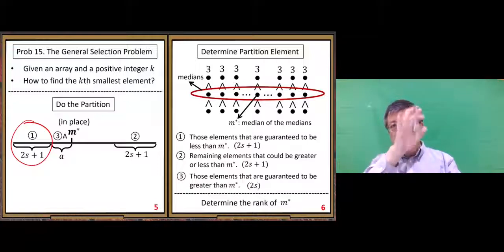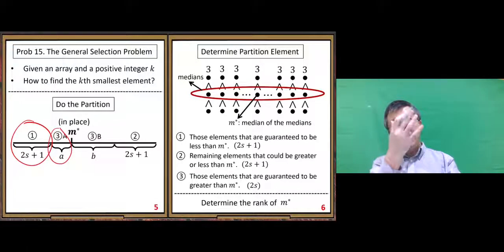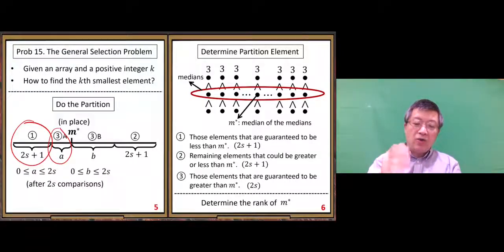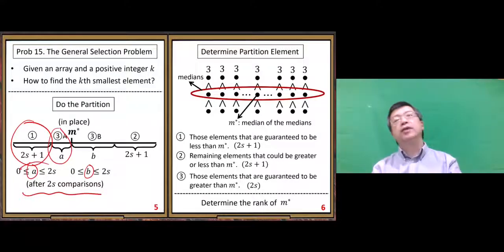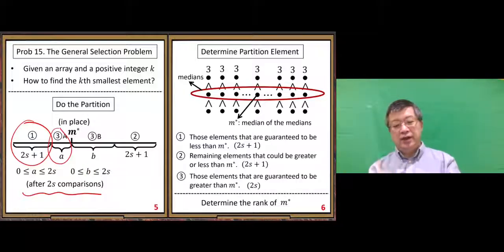So after 2S comparisons, we can get this. We find a elements are less than M star, just some number a. b elements are greater than M star. After we do 2S comparisons, we can get those two numbers, little a and little b. So each one is between 0 and 2S. Okay? So we fix that.